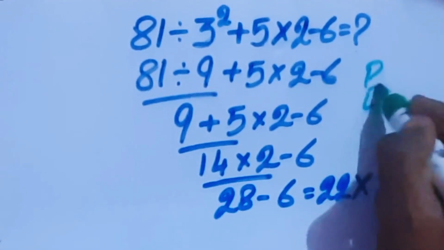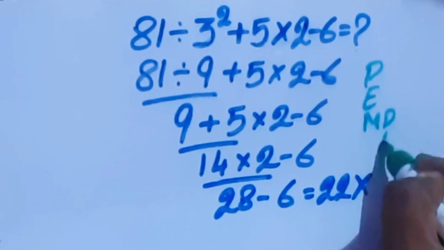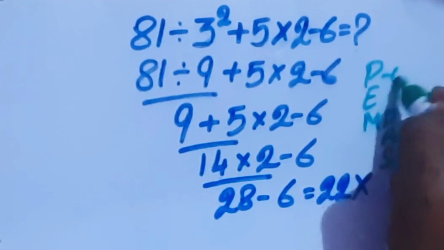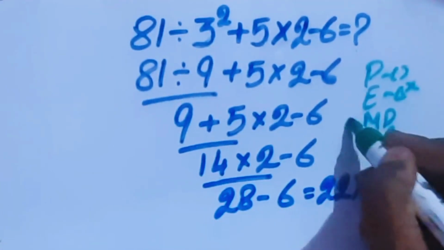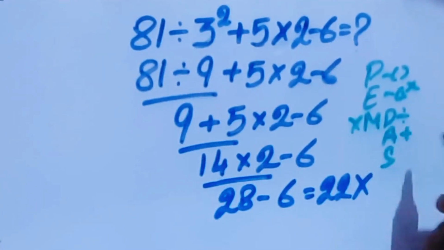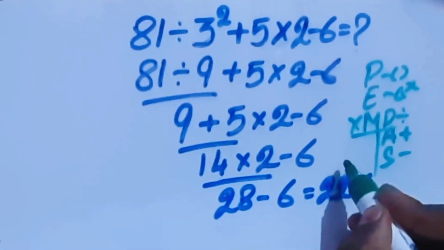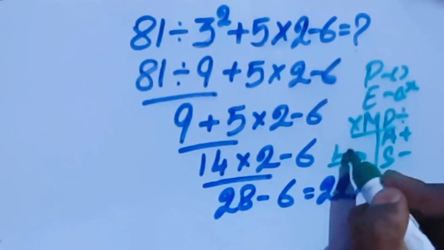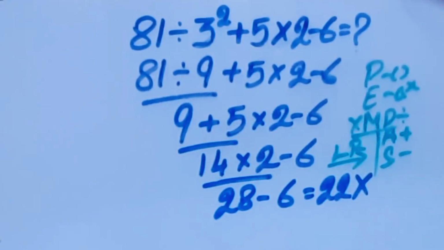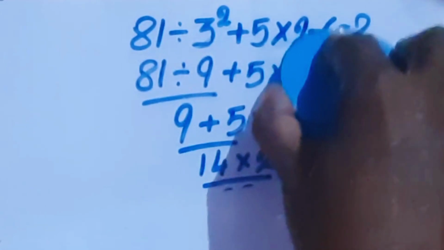Here we are going to introduce this PEMDAS rule from order of operations. P is bracket, higher priority, E is the exponent. M stands for multiplication, D stands for division, A stands for addition, S stands for subtraction. Multiplication and division are equal priority. Also addition and subtraction are equal priority. For equal priority, we are going to introduce another rule called left to right. Now we are going to solve this problem in the correct way by using the order of operations PEMDAS.